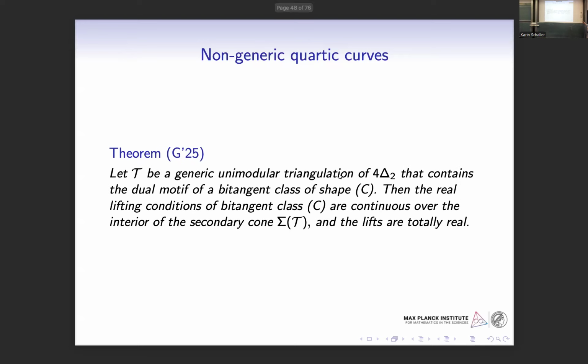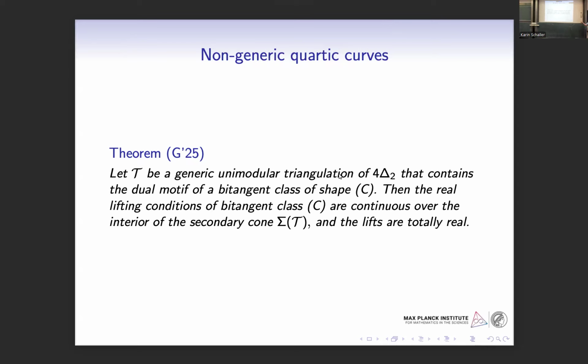We can compute the lifting conditions of shape C, since we know how it looks in the other parts of the secondary cone, and by continuity arguments, we can prove that it's the same also on this non-genericity locus.